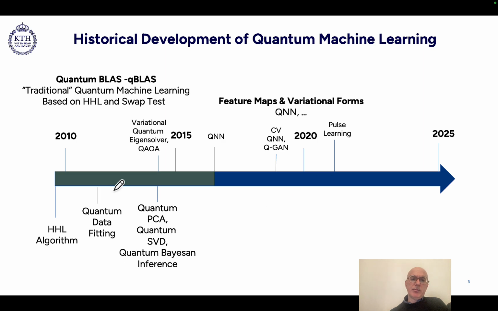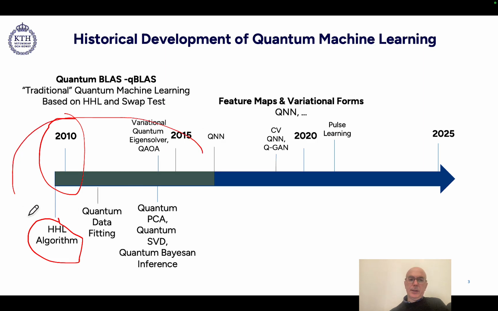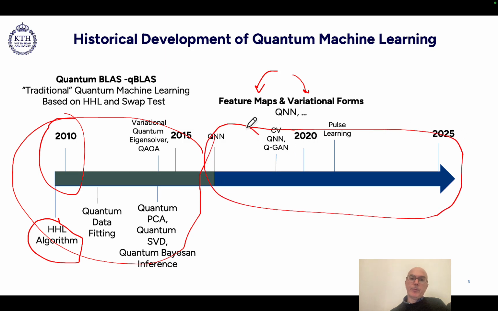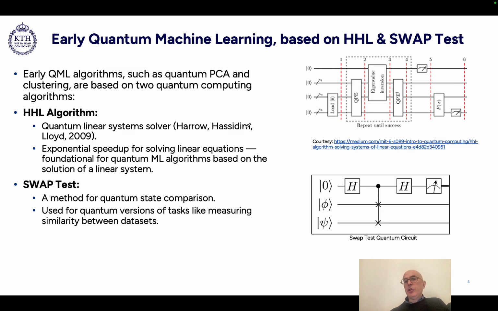So when was quantum machine learning started? Well, it was starting around 2009, 2010, and the main reason is the development of a quite famous algorithm called HHL that allows us to solve a linear system. So there is a first phase of quantum machine learning that is based on two basic technologies, HHL and the swap test. A second phase is focused more on the usage of feature maps and variational forms and is highly hybrid, roughly 2016 to today.